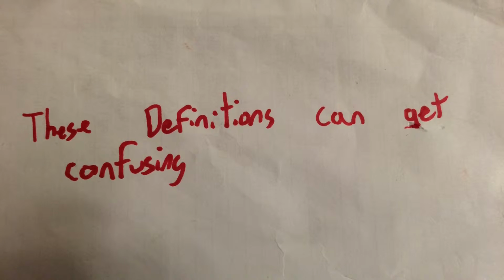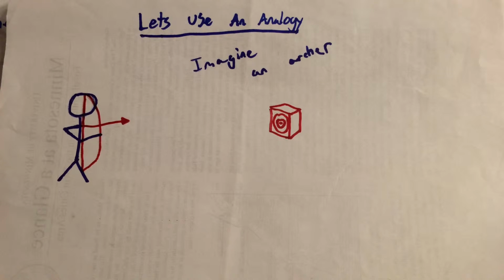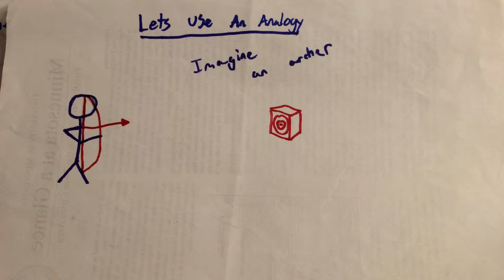These definitions are wordy and confusing. Let's use an analogy to help us understand the difference. Imagine an archer. One afternoon, this archer shoots 6 arrows at 4 targets. Let's look at the results.